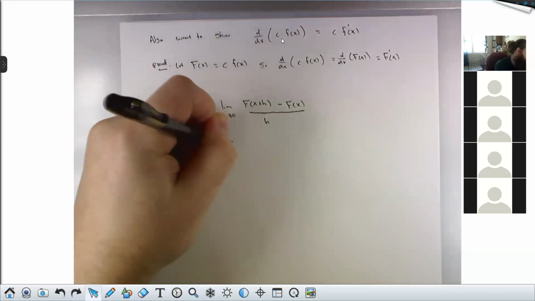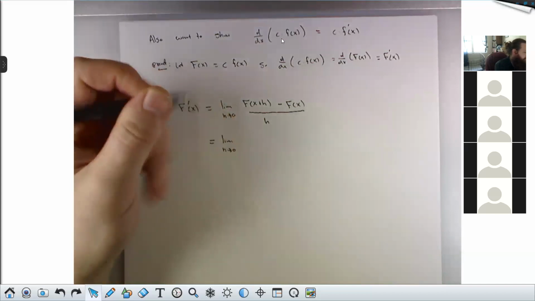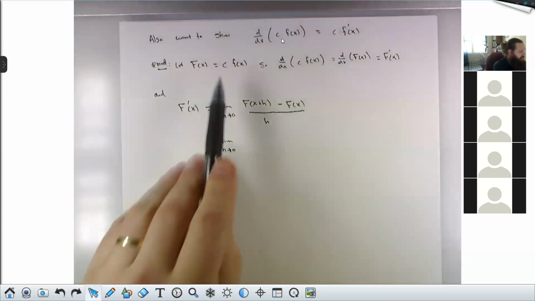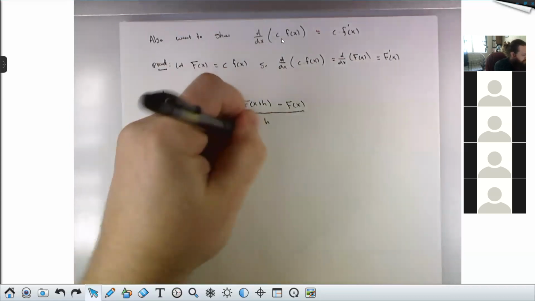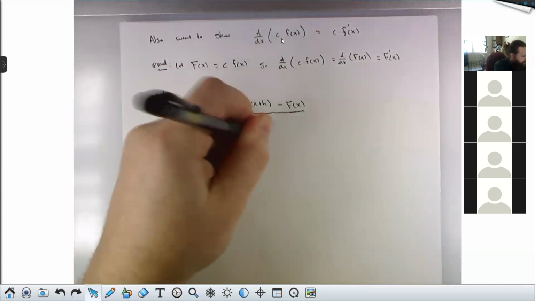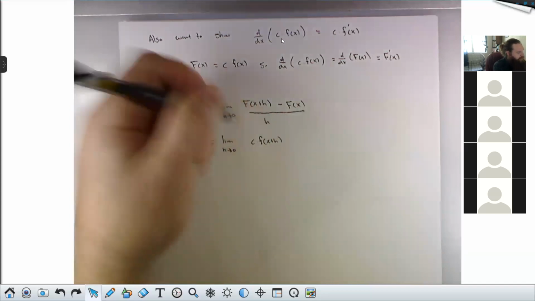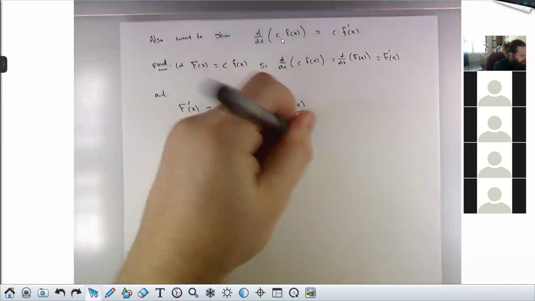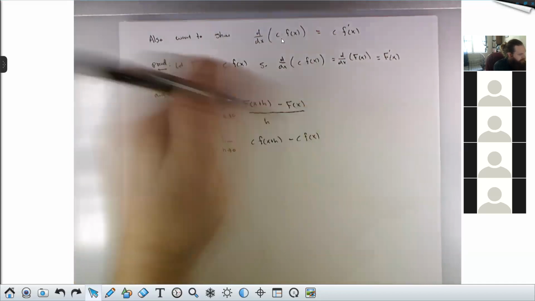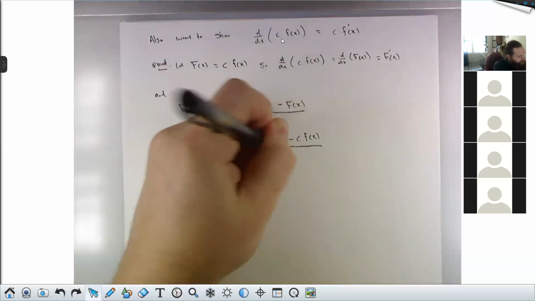So that is the limit as h goes to 0. Big F of x plus h, well, big F of x is c times little f of x, so that's c times little f of x plus h. And big F of x is just c times little f of x. And all of that is being divided by h.